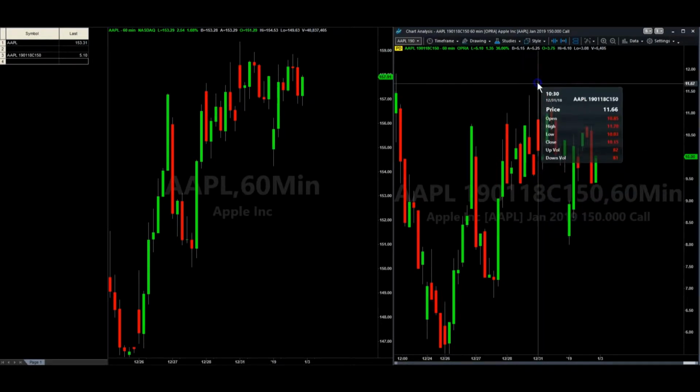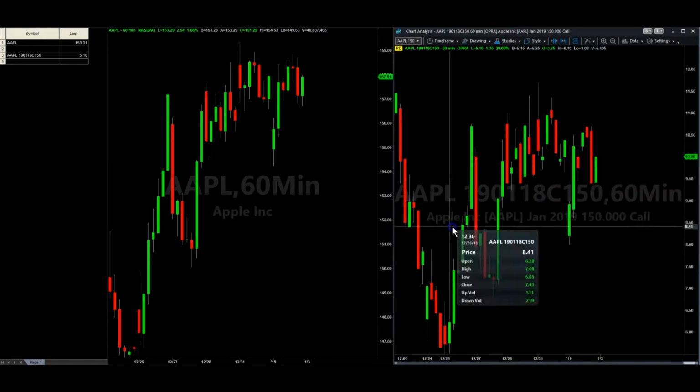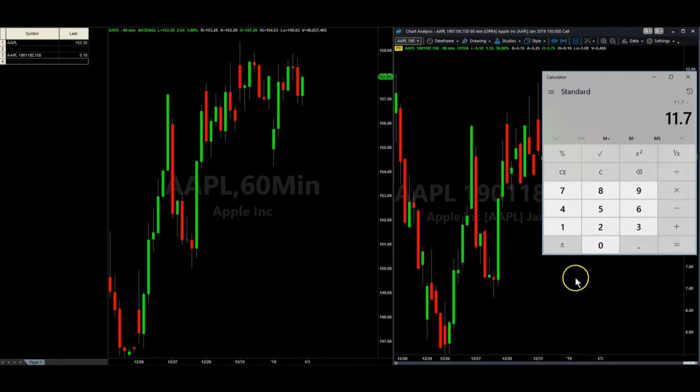We'll take the high price of 11.70. And we'll subtract the entry price at the very same time that we said we would have entered Apple stock. We'll take the closing price of $7.41. And that gives us a difference of $4.29. Divide that by the entry price of $7.41. Now multiply by 100. We get a return of 57.89%.